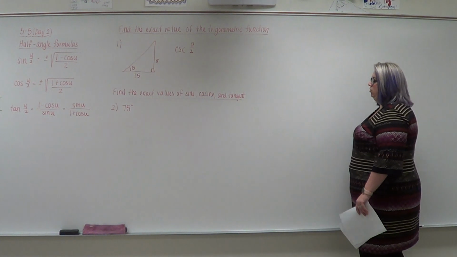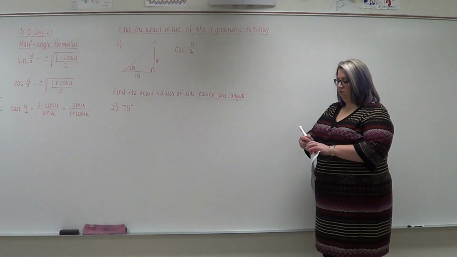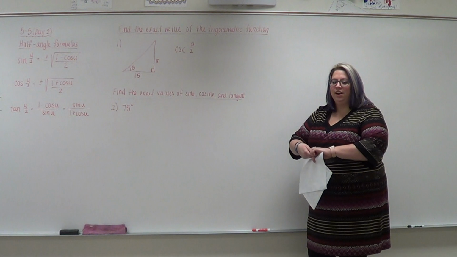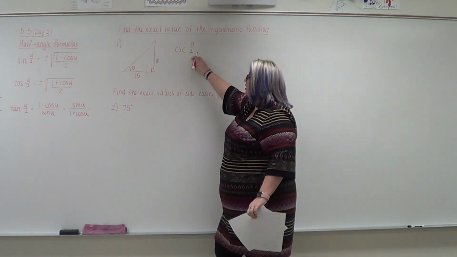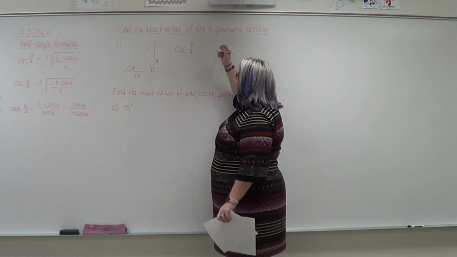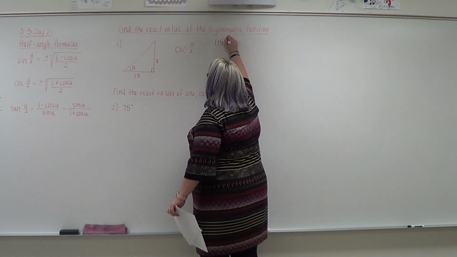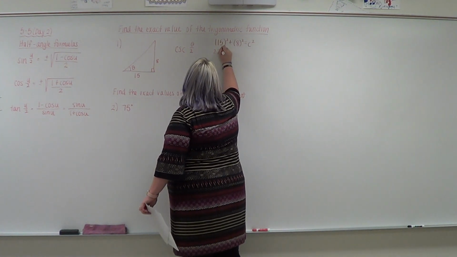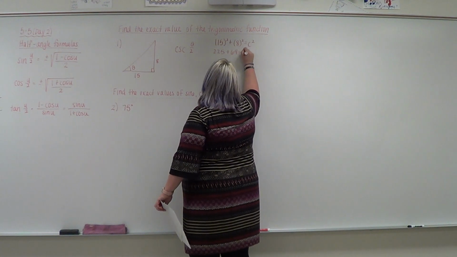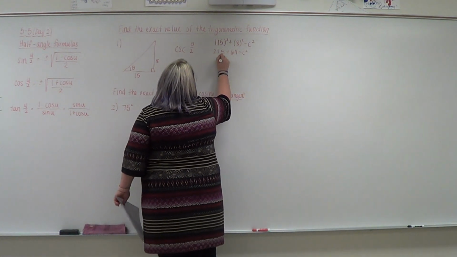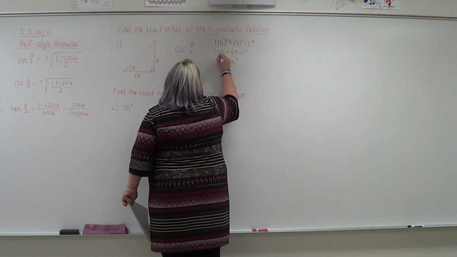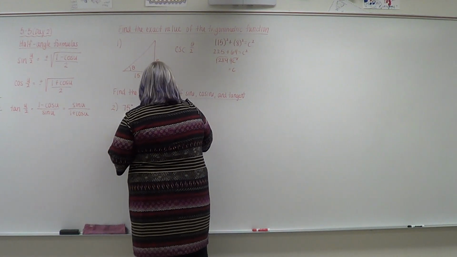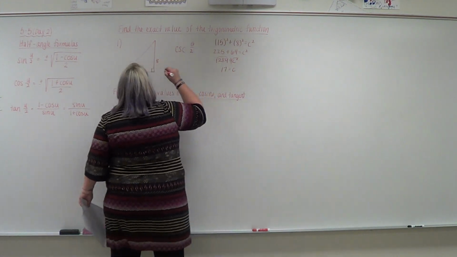Okay, so the first one's a triangle. So what do you have to do on triangles first? You gotta find that third side, right? Hypotenuse. So before I can even do anything, I have to find this third side. So that would be 15 squared plus 8 squared equals c squared. So 225 plus 64, so 289. And then I would do the square root. Can you have negative answers on triangles? No. Okay, so the square root of 289 is 17.